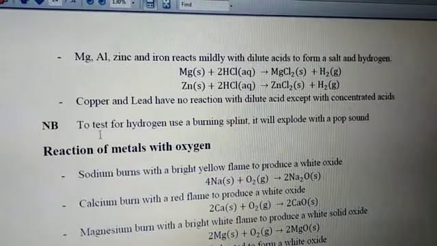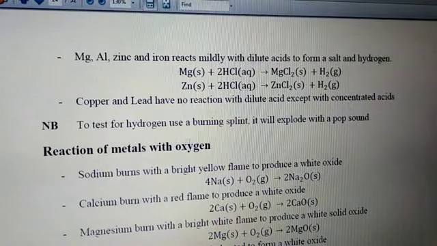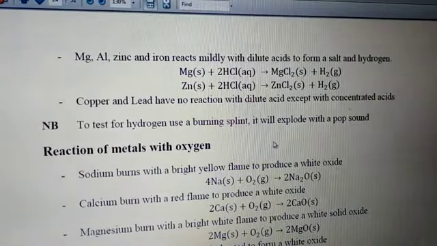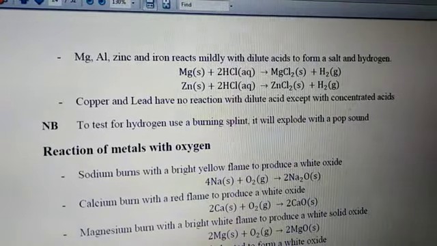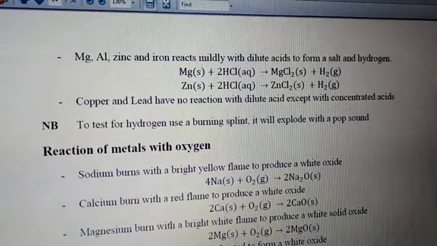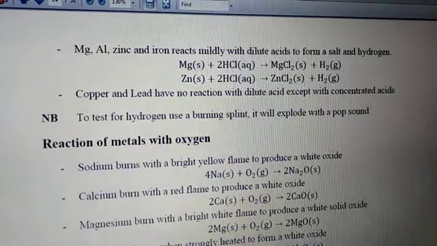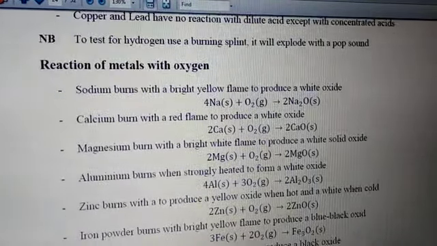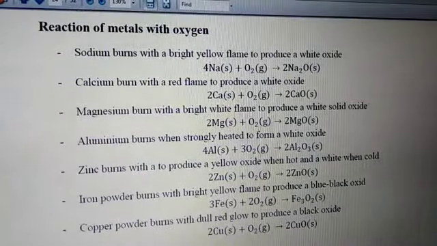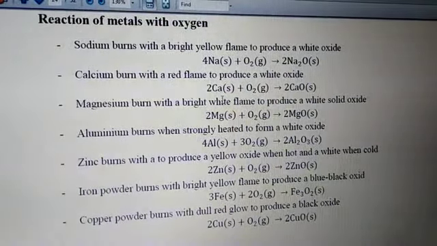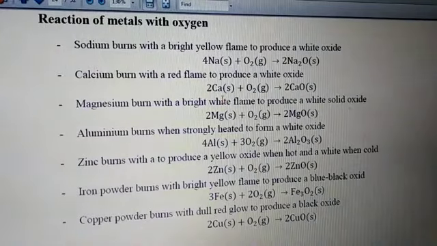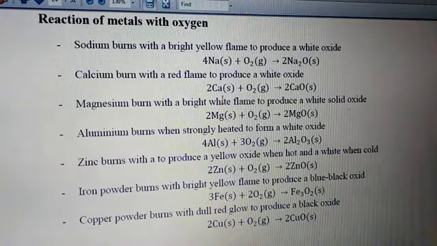This is a note to be considered: when we want to test for hydrogen, we must use a burning splint, and when hydrogen is present, the burning splint will explode with a pop sound. That's a sign that hydrogen gas has been produced. When you test for the presence of hydrogen, you just use a burning splint and a pop sound must be produced, right? That's the reaction of metals with water and with acids.